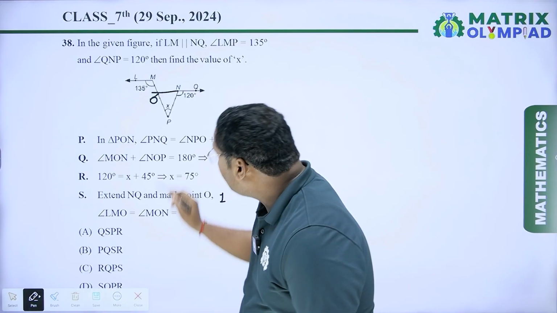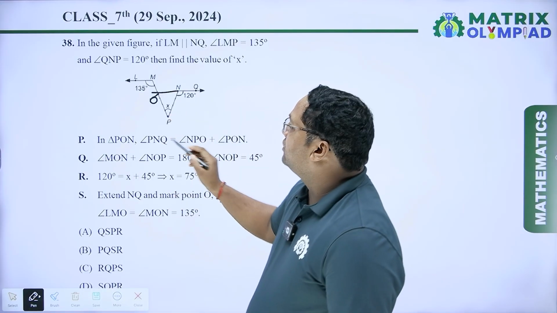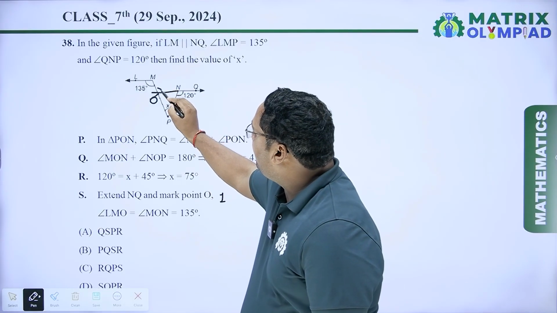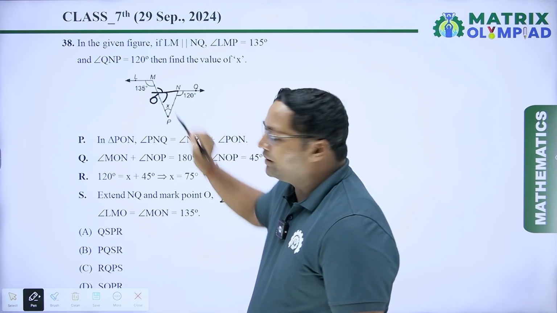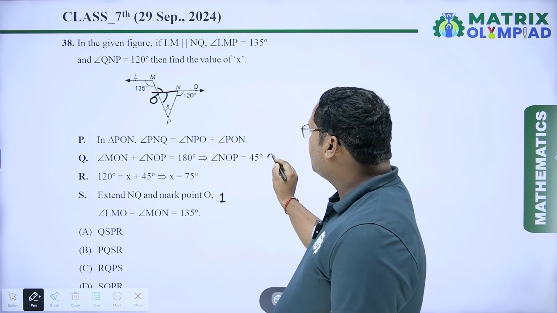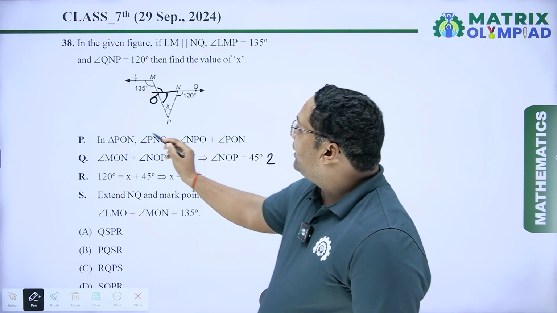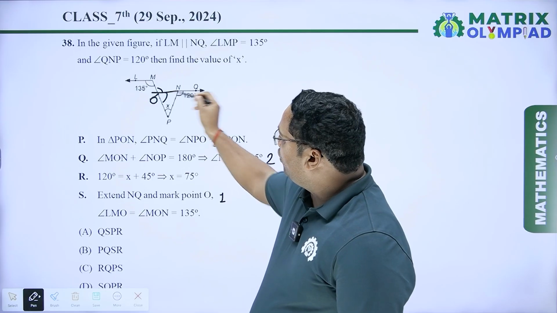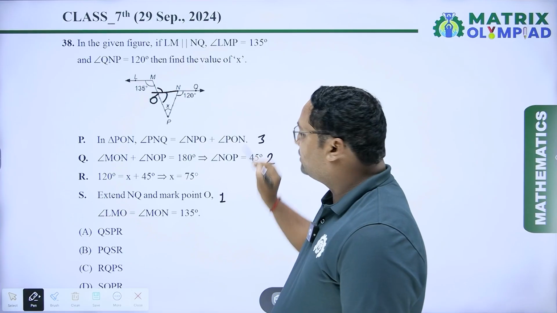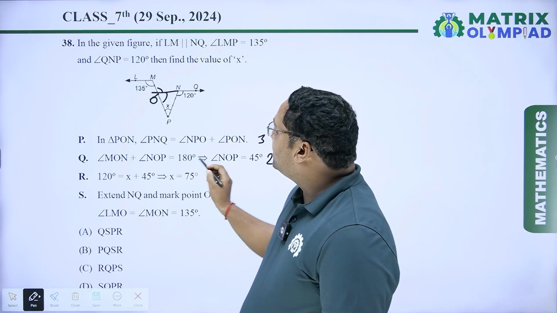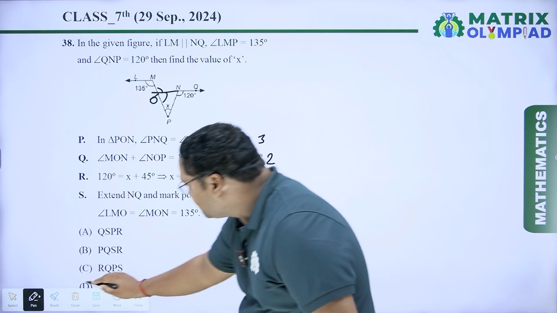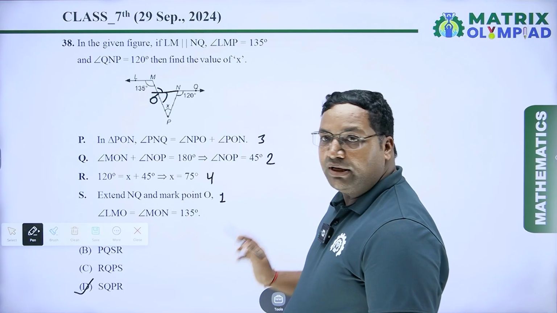Second is angle MON. You have to check here angle MON plus angle NOP is equal to 180 degrees because it makes a linear pair. So step number 2 is this. Next, in triangle PON, you have to check angle NPO plus angle PON. So it is step number 3. So the last step is X plus 45 is equal to 75 degrees. So the last step is R. So the correct option is option number D, SQPR.